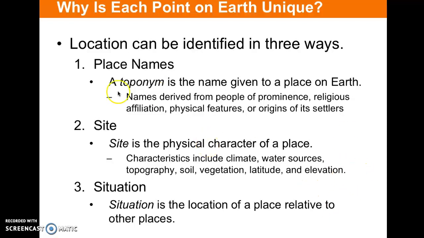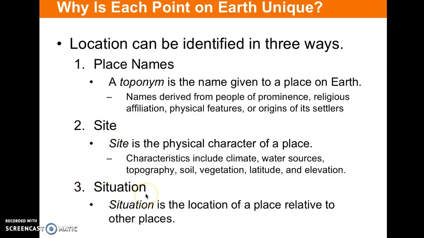Site is a physical characteristic of a place. So characteristics could include climate, water sources, topography, soil, vegetation, latitude, and elevation. So the site of Florida, we are at sea level. Our latitude and longitude, 27.6 degrees north, 81.5 degrees west. Soil, sandy. Vegetation, tropical. Topography, we're pretty flat. Water sources, Lake Okeechobee, the Everglades, the Floridian and Biscayne aquifers.